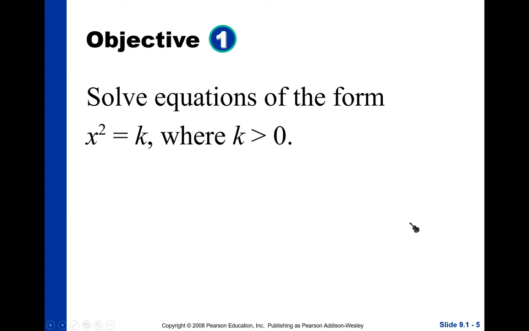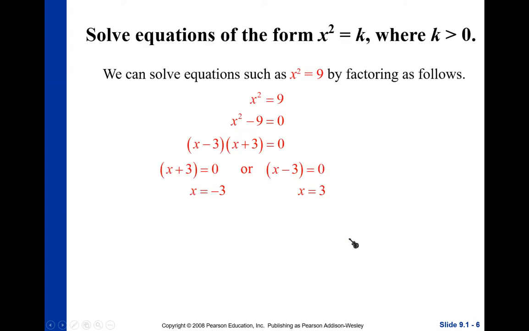Now, solve equations of the form x squared is equal to k, where k is always greater than 0. So, paano ba yan? Ito po. We can solve equations such as x squared is equal to 9 by factoring simple steps. Ito po. X squared is equal to 9. So, equate natin sa 0. Paano equate? So, ililipat natin si 9 sa kabilang side. So, magiging x squared minus 9 is equal to 0. Paano naging minus 9? Ulitin ko. From positive, nilipat sa kabilang side, magiging negative 9.